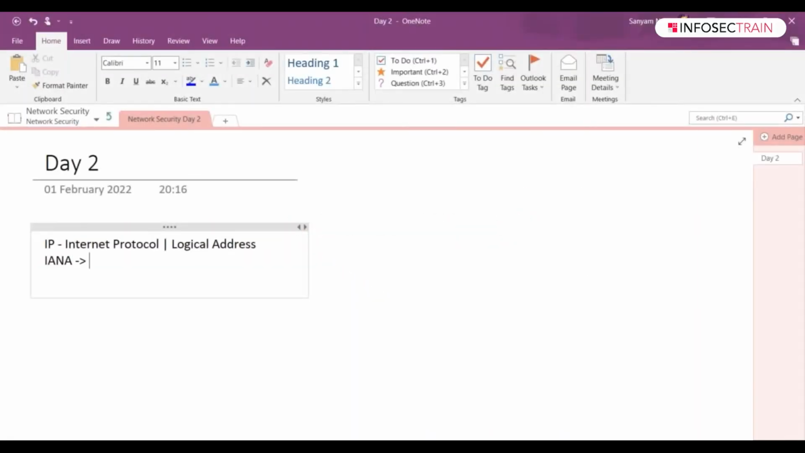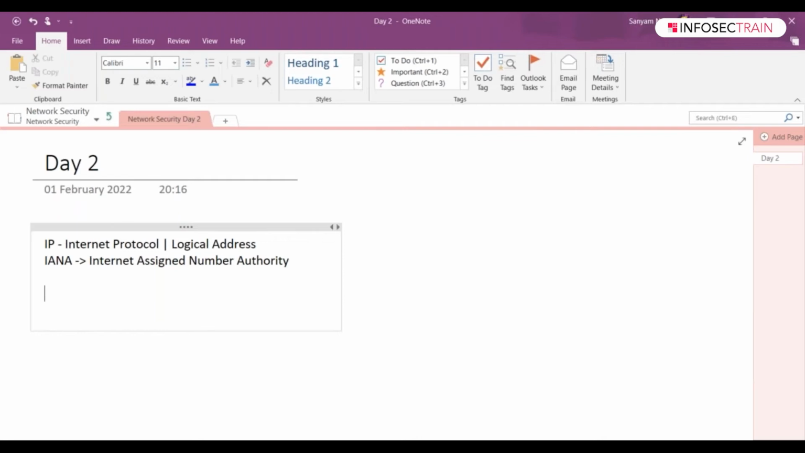IANA, Internet Assigned Numbers Authority, right? So they are responsible for distributing these IPs. So this protocol, like many other protocols like HTTP, TCP, UDP, etc., is responsible for establishing communication in most of our networks basically. Okay, your IP addresses, guys, you all know it's your numerical label assigned to each device which is connected to what? To your computer network that uses the Internet Protocol for communication, right?